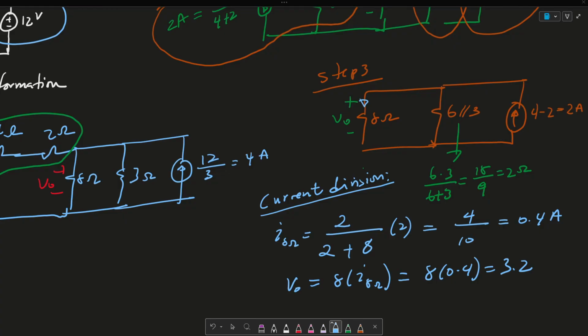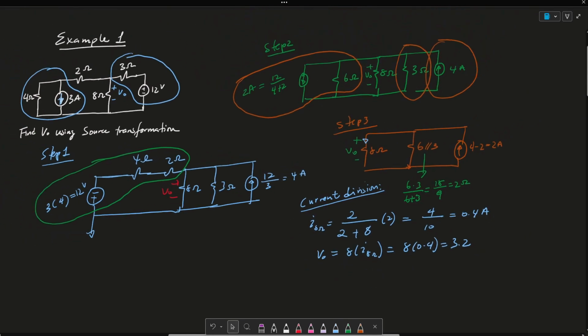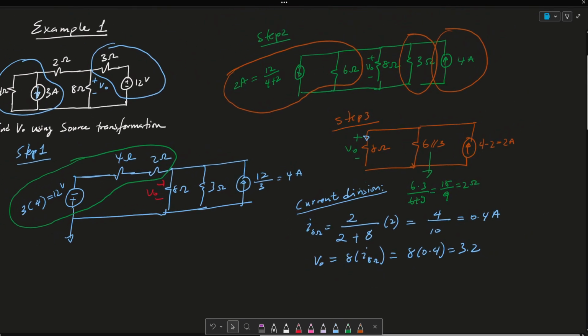Now, note how simple this was, right? I did this in 3 steps, and I didn't really do any math, like systems of equations, things like that. I simply only did a current division, but it was very, very simple, right? And a lot of times you can even do this by inspection. So that's the real benefit of source transformation.